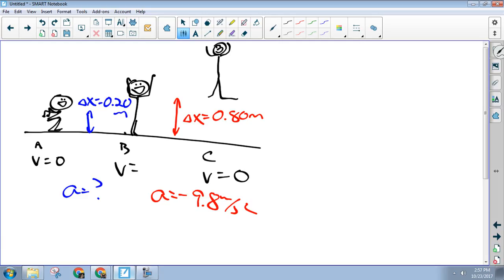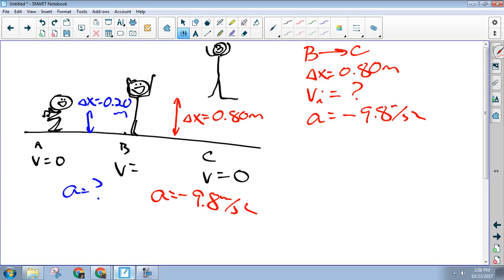Okay? All right. So I feel like finding the velocity at point B would be useful. Don't you think? Because basically what we need to know is what velocity he needs to leave the ground at to jump up 0.8 meters, right? So let's do that. For the red time interval, going from point B to point C, here are the things I know. I know the displacement is 0.80 meters. I know my initial velocity is unknown. I know my acceleration is negative 9.8 meters per second squared. And I know my final velocity is 0, right? Good.